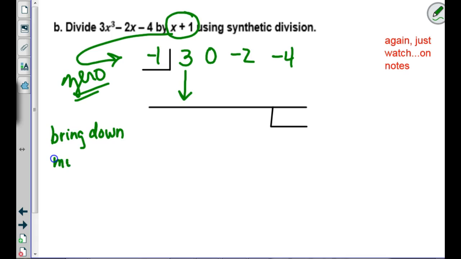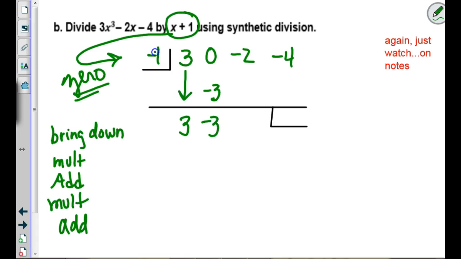And then it is multiply, add, multiply, add until you're done. Okay? So I bring this one down. -1 times 3 is -3. I add straight down. I multiply. -1 times -3 is +3. I add straight down. I multiply. -1 times 1 is -1, and I add straight down. Was our answer, okay, wait a minute. Let me back off that for 1 second.